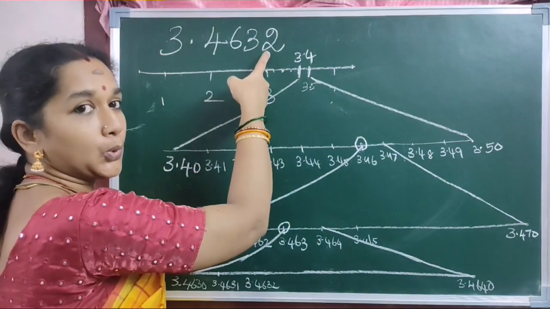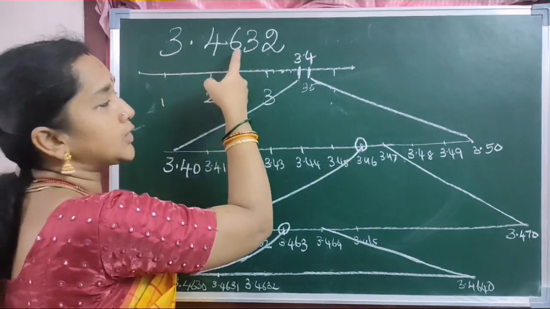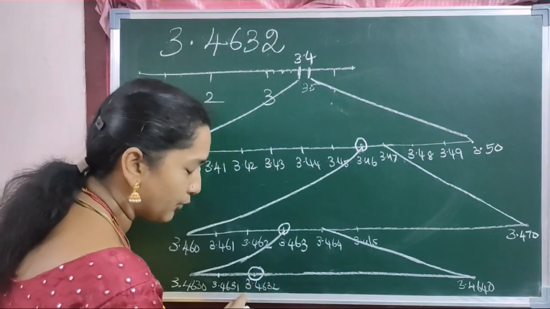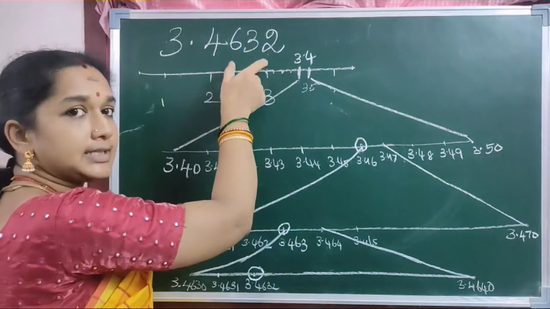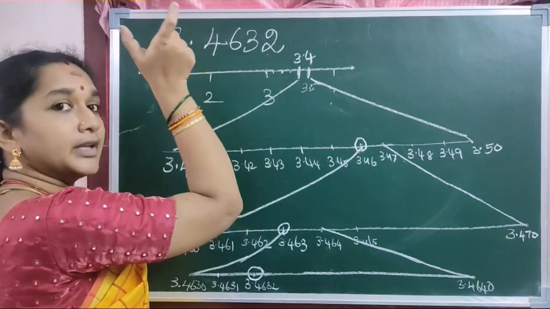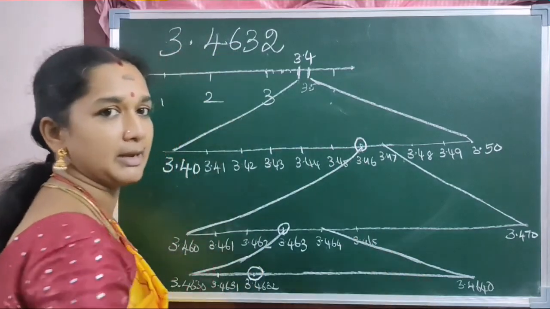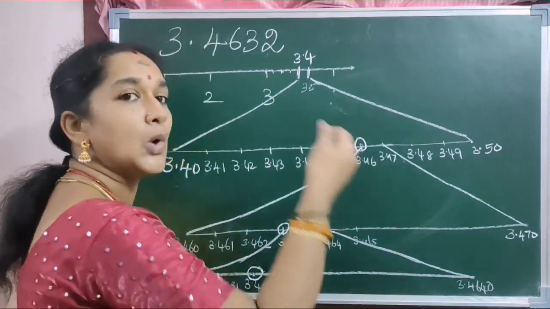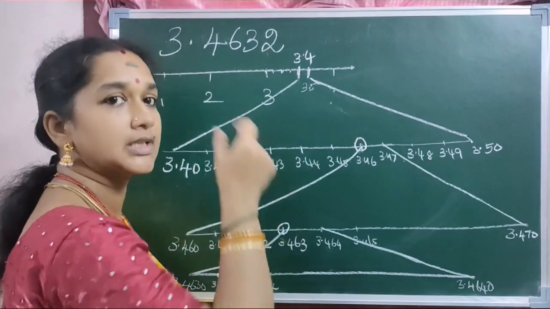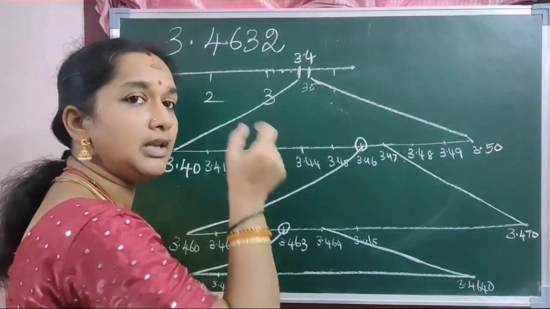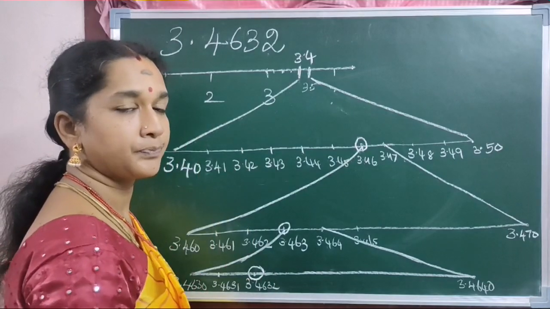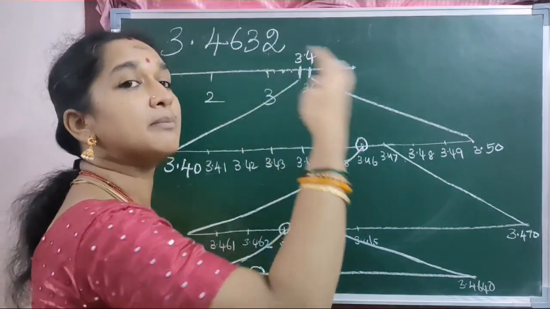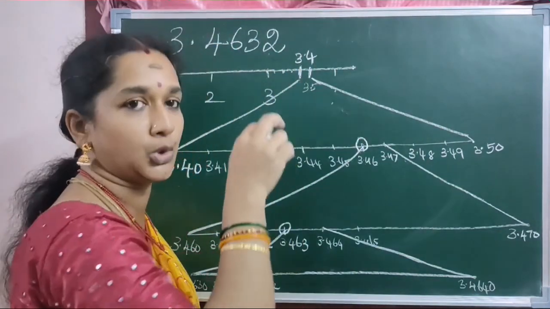So what are they asking you to represent? 3.4632. That number is here. So we have visualized this real number, this rational number, this decimal number on the given number line. When you enlarge each and every part of this, these many decimal numbers you have between two numbers. However many decimal places they have given, you can magnify between the two numbers and represent it easily.